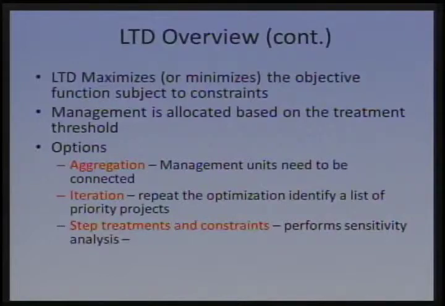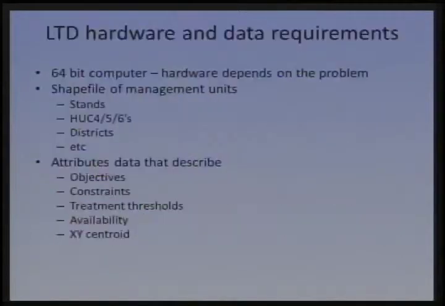Management is allocated based on the treatment threshold, and then there are several options. You can aggregate where the management units need to be connected. You can iterate, so you can repeat the optimization to essentially lay out projects on a landscape, and you can step your treatments and constraints and do sensitivity analysis. Aggregation: we aggregate because we build project areas. I mean, that's what this workshop is about, where do projects come from. So this program has to build a container that is connected by a condition specified by your management threshold.